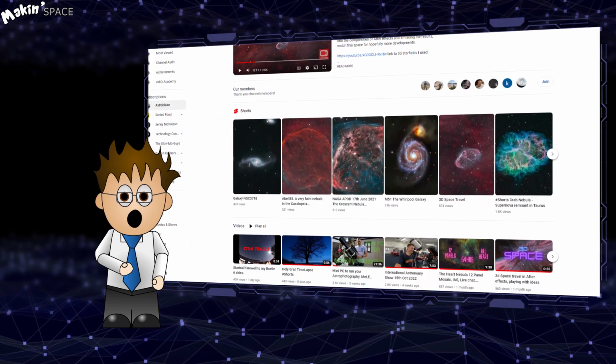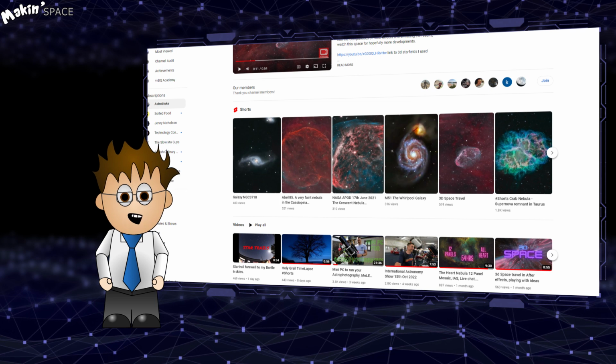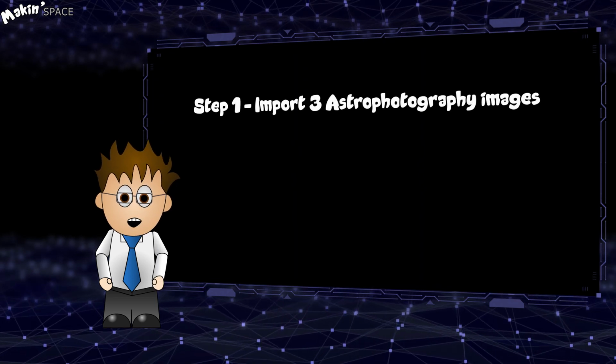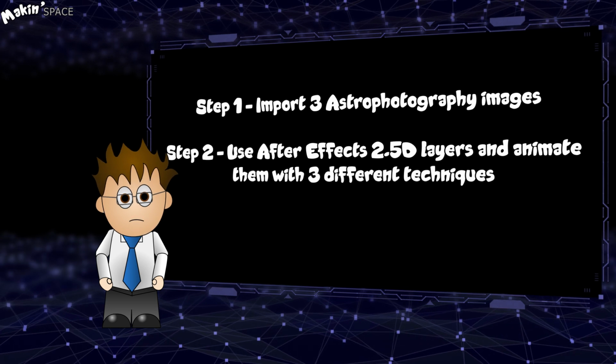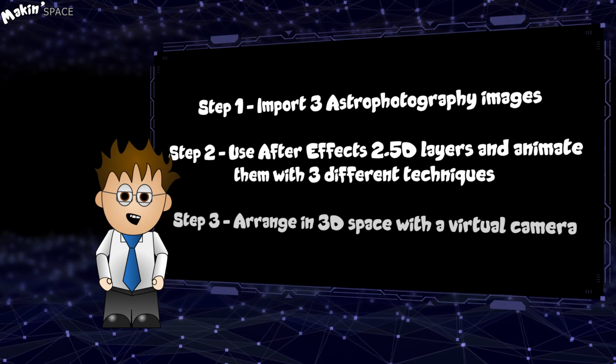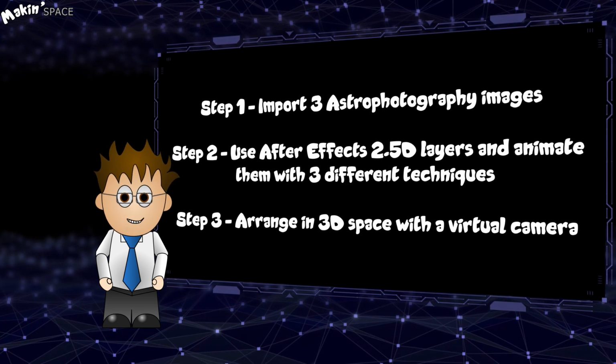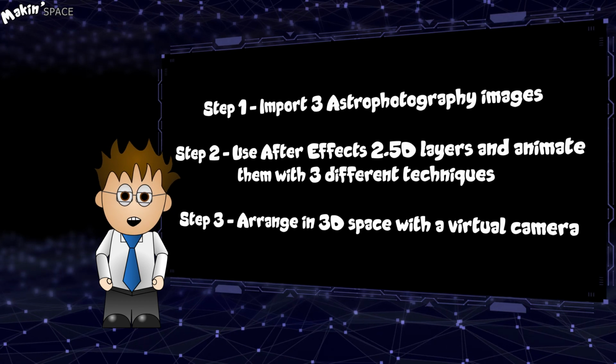What I'm going to do in this two-part video is show you how to take 3 nebula pictures, convert them to semi-3D in 3 different methods. I'll then arrange them in 3D space and create a camera to fly from one to the other. Let's jump into After Effects.